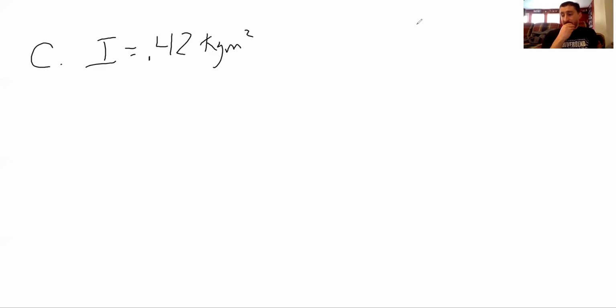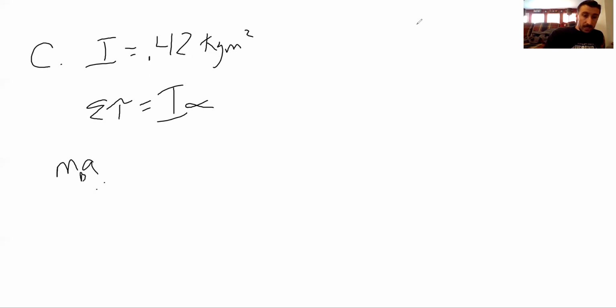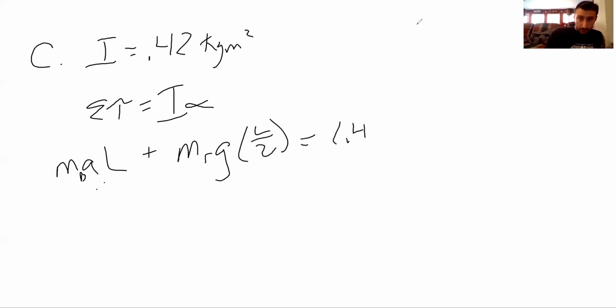So now it's basically the same thing, except there's no tension in the string. So we're going to ignore that one. And we have to remember that the summation of the torques is equal to moment of inertia times angular acceleration. To find the angular acceleration, we have to sum the torques again. So I've got mass of the block, gravity, length, plus mass of the rod, g, L over 2, equals I alpha.